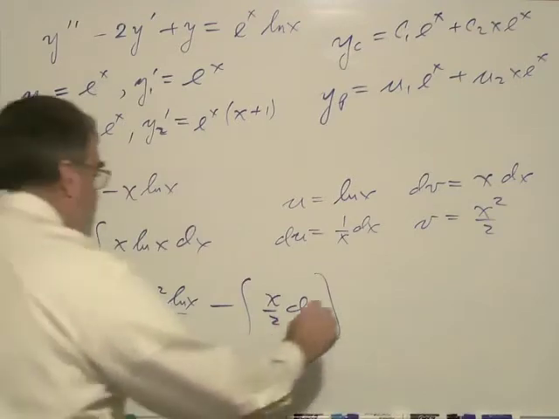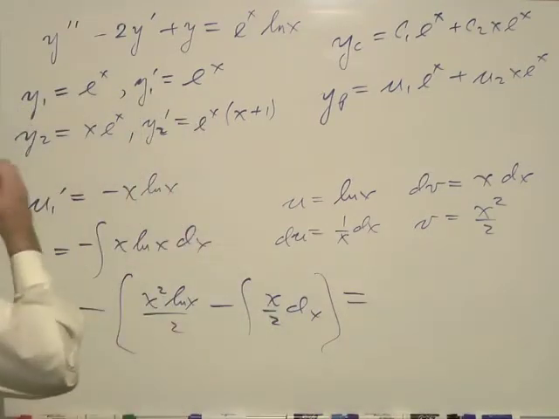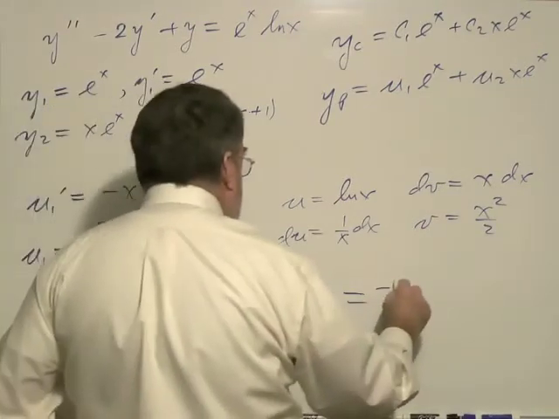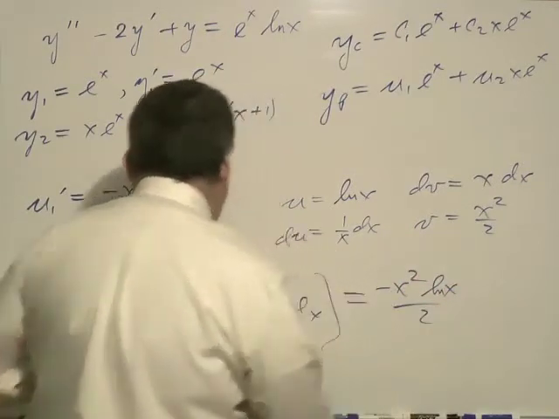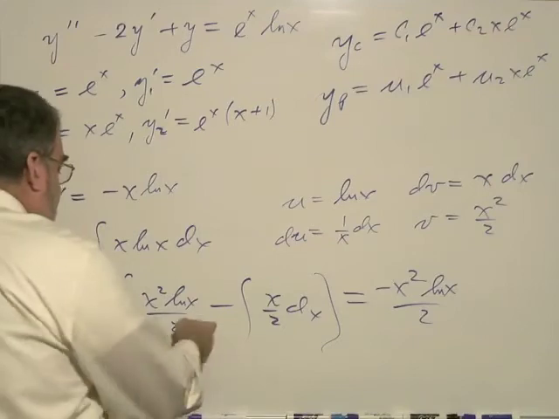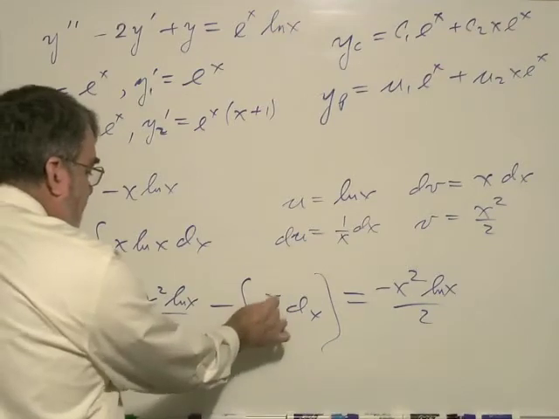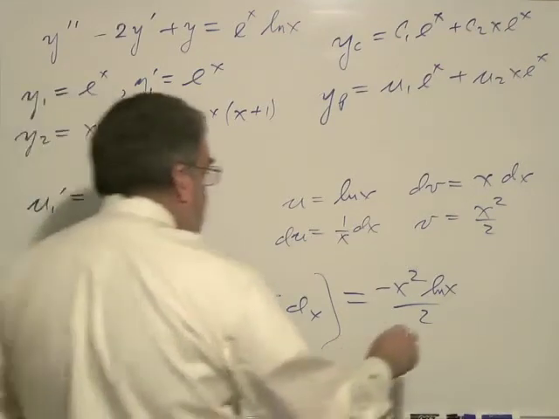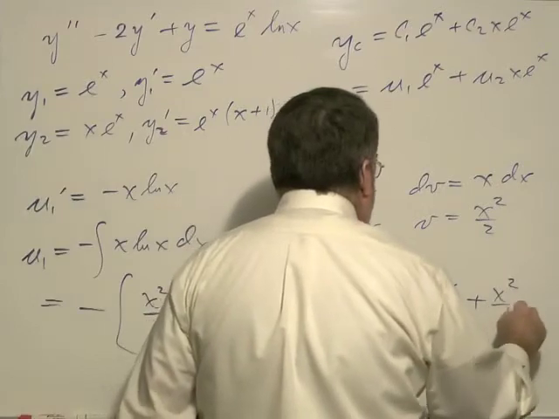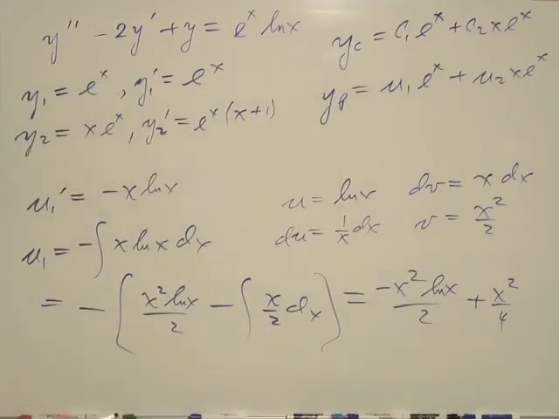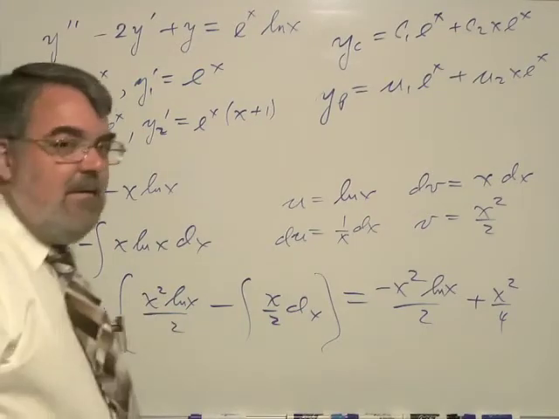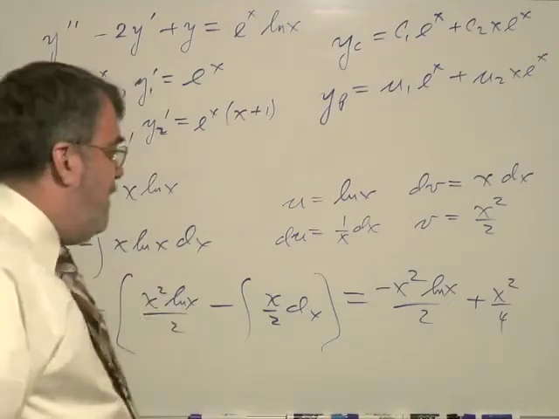And so u1 will be minus x squared over 2 natural log of x, and then the negatives cancel, so I have a plus here, and when I integrate this I'll get x squared over 4. So plus x squared over 4. There we go. Alright, so I'm going to record that somewhere, and then we'll go after u2.